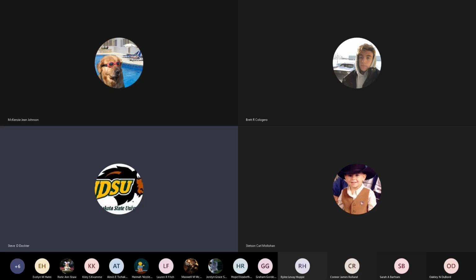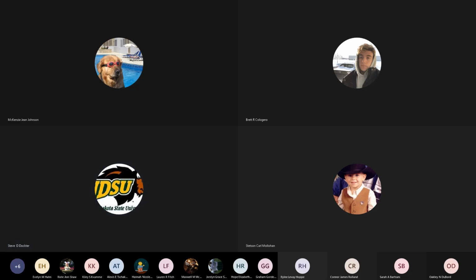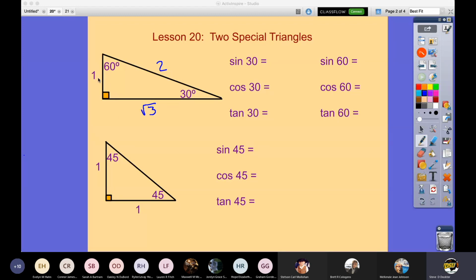All right, any questions with that one? Now, the nice thing is, once we get those three side lengths, we can figure out sine, cosine, and tangent of either one of these two angles in here. Sine of 30, sine we know as opposite over hypotenuse. So we would go opposite, which is 1 over 2 for our hypotenuse. So sine of 30 equals 1/2.